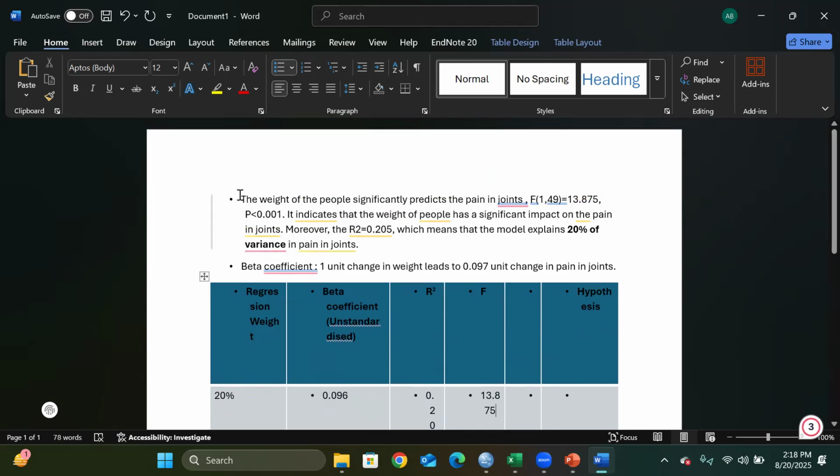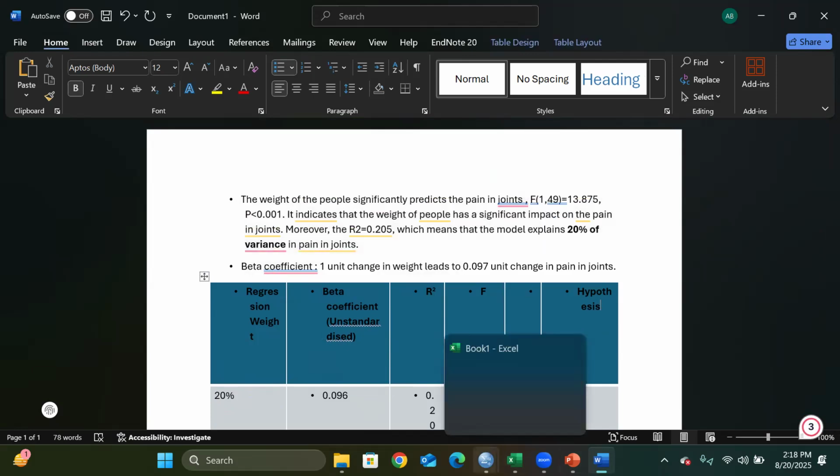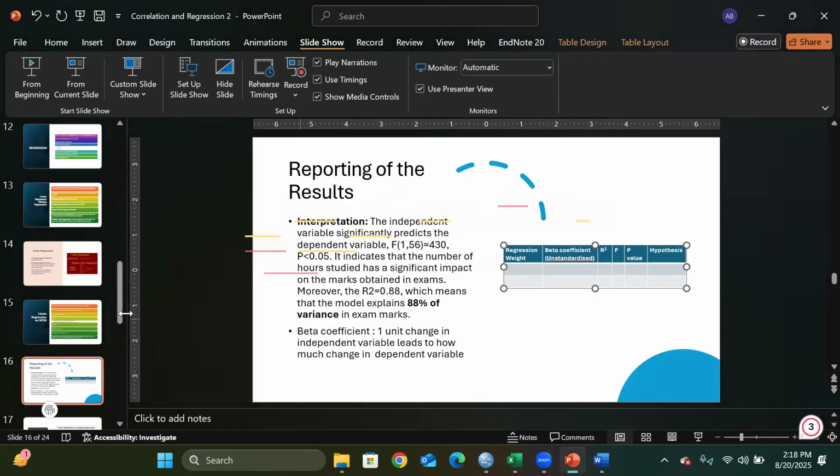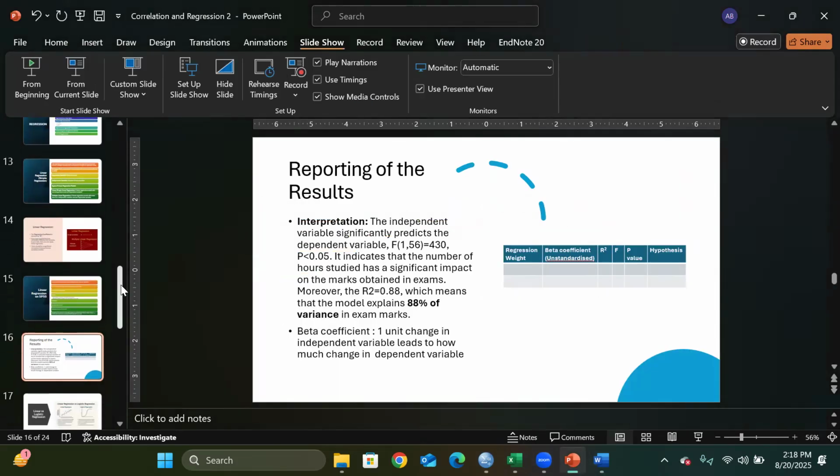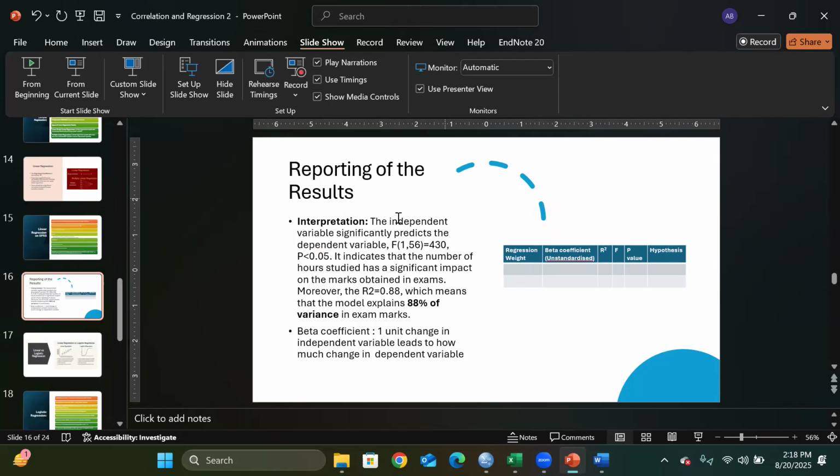You can get this whole interpretation even from my slides, or you can check it from Google. I hope you have understood the main things. In the next one, we will be looking at logistic regression.